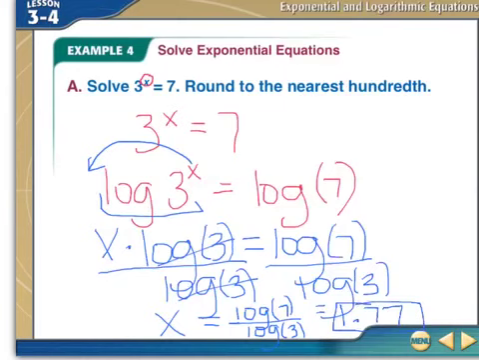What this means, if I want to check my answer, is that 3 to the 1.77 power is approximately 7. Again, I'm not going to say it's exactly equal to 7 because I rounded my answer.